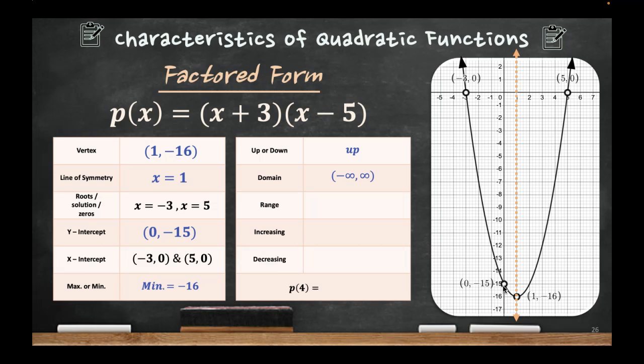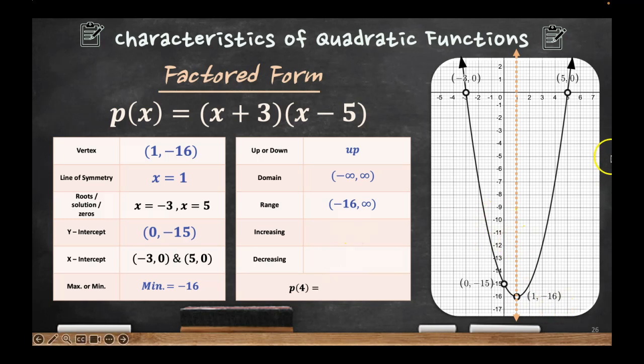So then when it comes to the range, it is how high and low your graph goes. It goes up to forever, so we know the right side is going to go to infinity. And then the lowest part is going to be your minimum, which is -16. So your range is from -16 to positive infinity because you're looking at your y values here for the range.